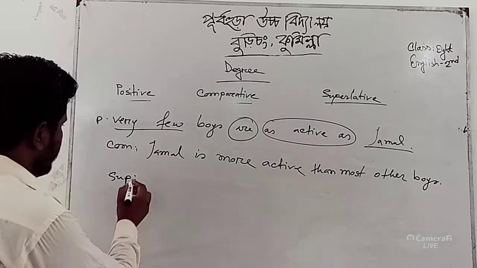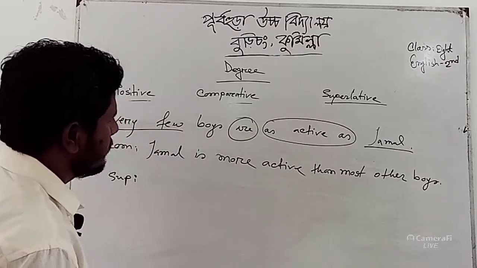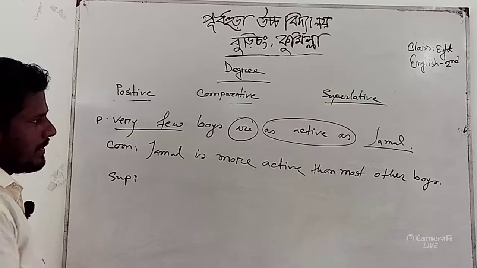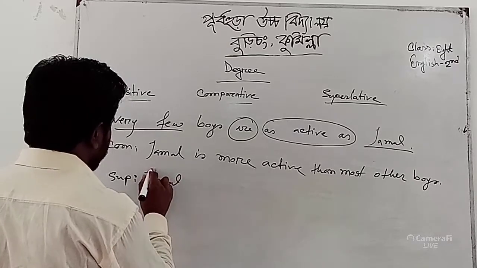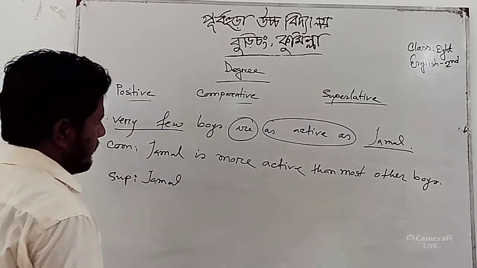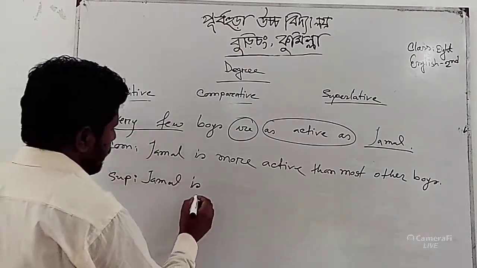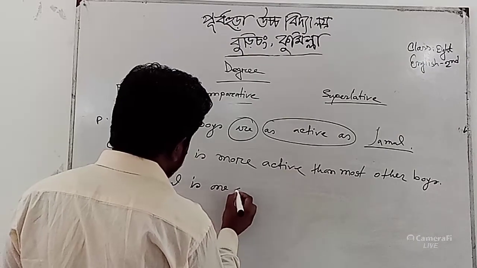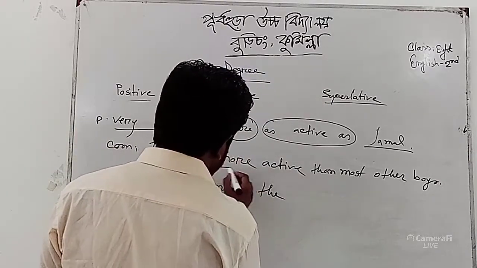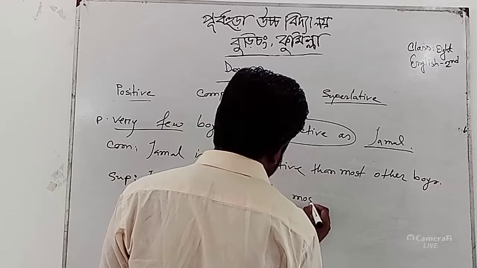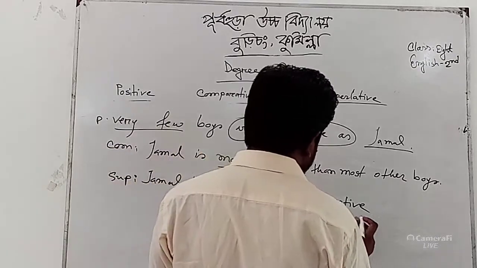Dear students, if we change from positive to superlative degree having the same criteria procedure, then we need to bring the second subject at the very beginning, that is Jamal, and then verb we know is. Here we find very few, so we should write one of the. Jamal is one of the, and then the superlative form of more will be most, and then the degree active remains active.